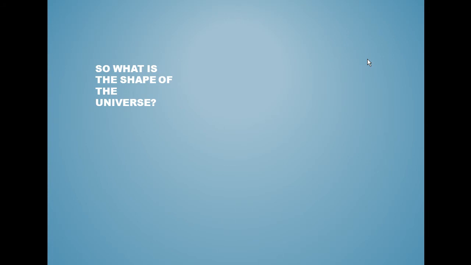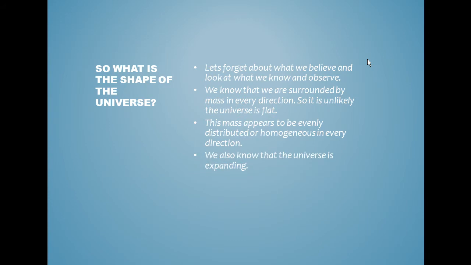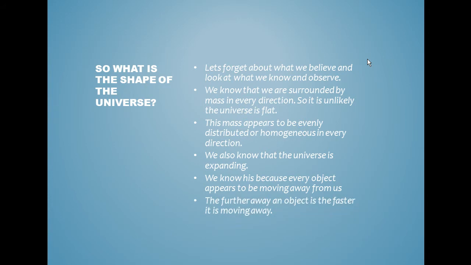So, what is the shape of the universe? Let's forget about what we believe and look at what we know and observe. We know that we are surrounded by mass in every direction, so it is unlikely that the universe is flat. This mass appears to be evenly distributed or homogeneous in every direction, and we also know that the universe is expanding. We know that because of the red shift, and we also know that every object that we see is moving away from us, and that the further away every object is, the faster it's moving away from us. So that's what I've just said.